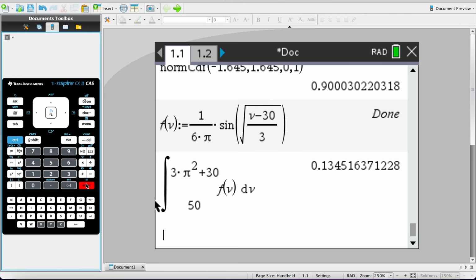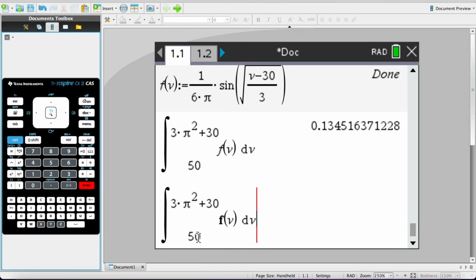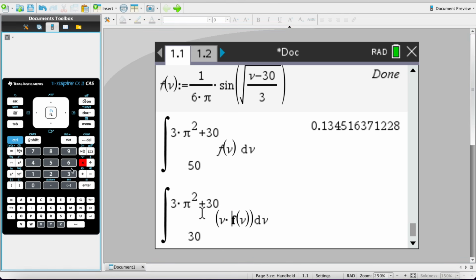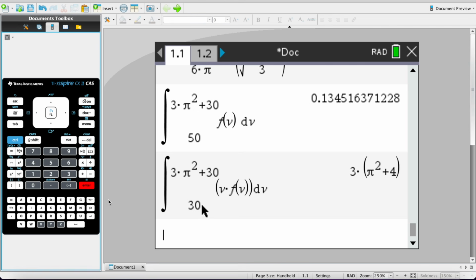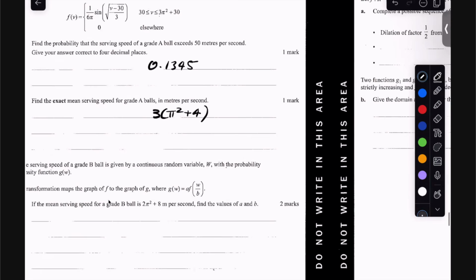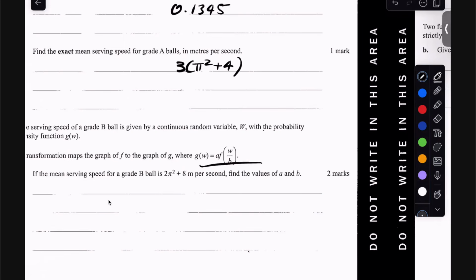Find the exact mean serving speed for grade A balls. So the mean is just the integral from 30 to 3 pi squared plus 30 of v times f of v, and that's 3 times pi squared plus 4. They've basically asked this question in the 2021 exam, just looking at that.